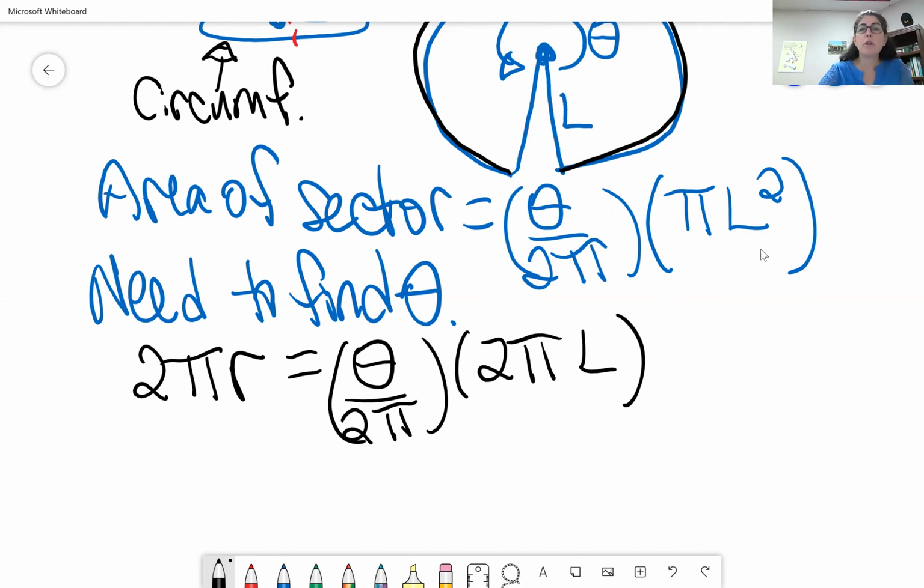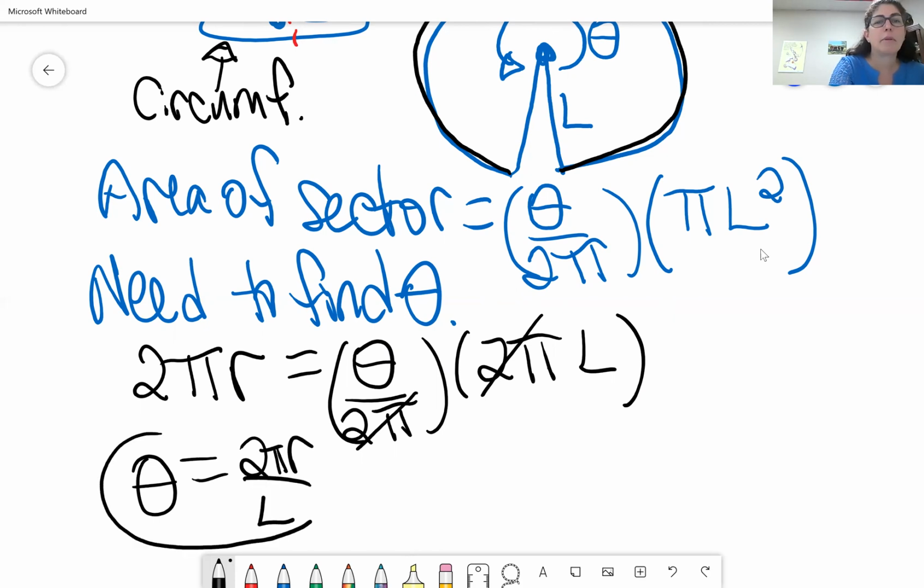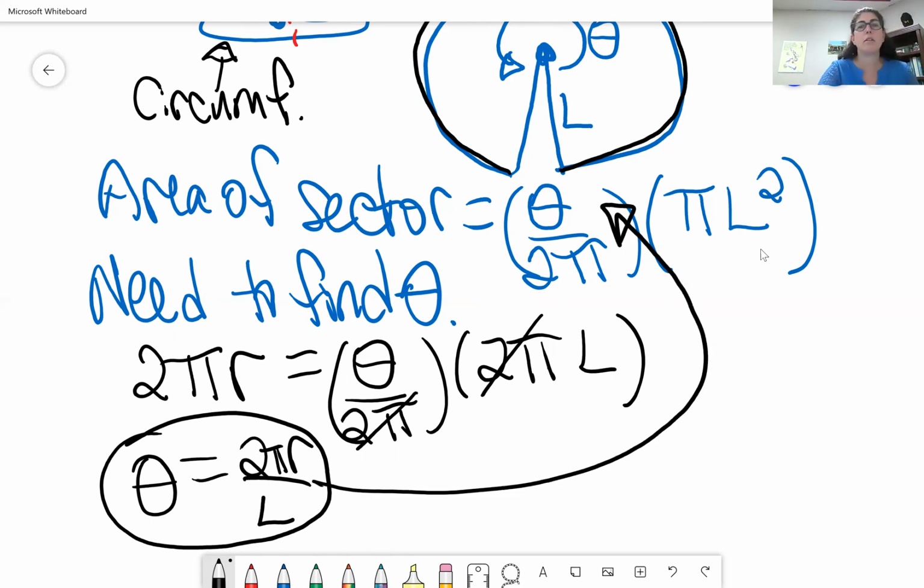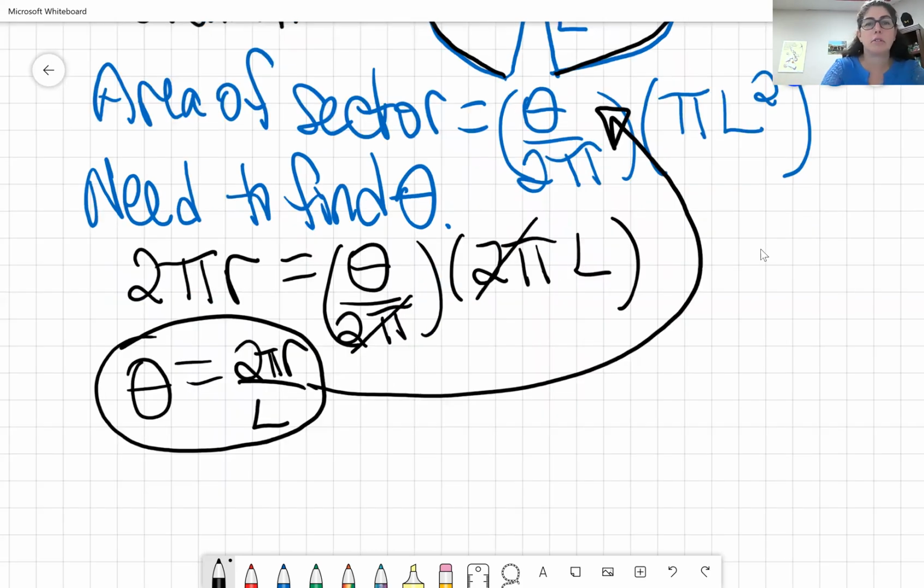What were we looking for? We were looking for theta. So let's try and isolate the theta. The 2 pi cancels with the 2 pi. I can divide both sides by L and I get that theta is equal to 2 pi r over L. Let me plug that theta in way up here in my formula for the area of the sector.